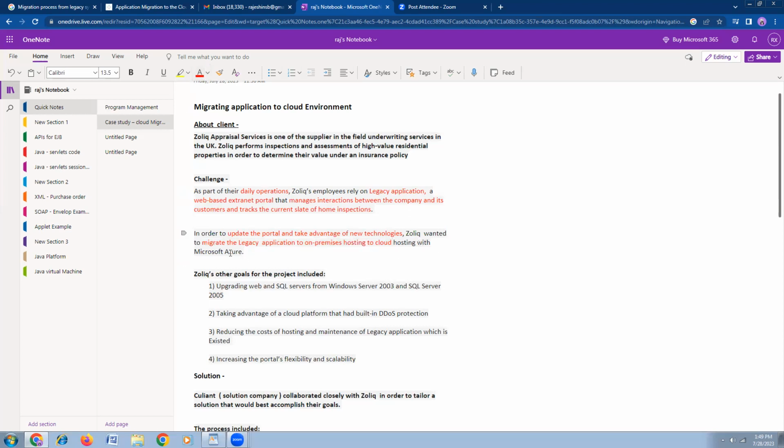For that they have chosen Microsoft Azure as the cloud service provider, because if you want to develop any cloud application, some cloud service provider is required, like AWS.